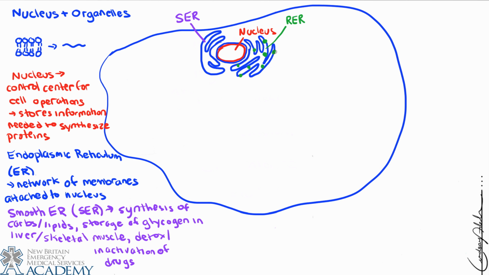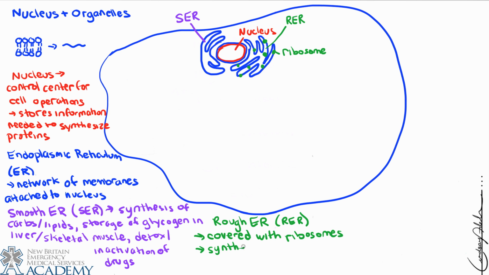The other type of endoplasmic reticulum is the rough endoplasmic reticulum, or RER, and it's considered rough because it's covered with ribosomes. Ribosomes are another organelle that we'll describe in a moment, but the presence of ribosomes on the endoplasmic reticulum gives it a rough appearance. The rough endoplasmic reticulum is responsible for the synthesis of proteins, and these proteins can be shipped to the Golgi apparatus, which is another organelle we'll describe in a moment.